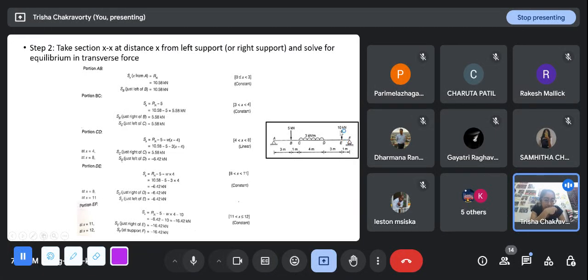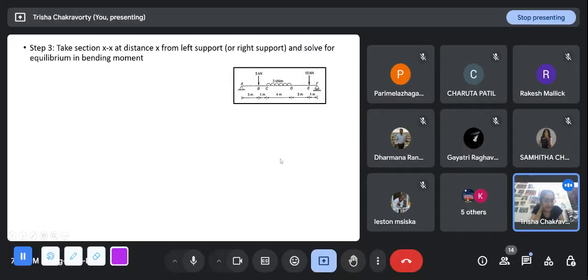In portion EF, up to just to the left of E, I had minus 6.42. Now I have a jump of 10 kilonewton, and this is again minus. It is going to get added up, because I know when I'm coming from the left side, downwards is negative and upwards is positive. So minus 6.42 minus 10. So just to the right of E, it is minus 16.42. And again in the zone EF, there is no force, so it will remain constant up to the end. So this is the final diagram, the shear force diagram.